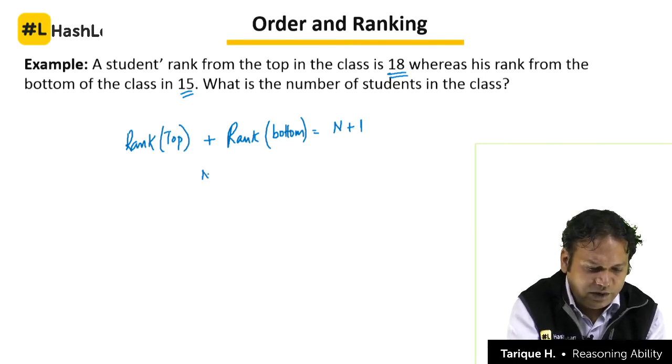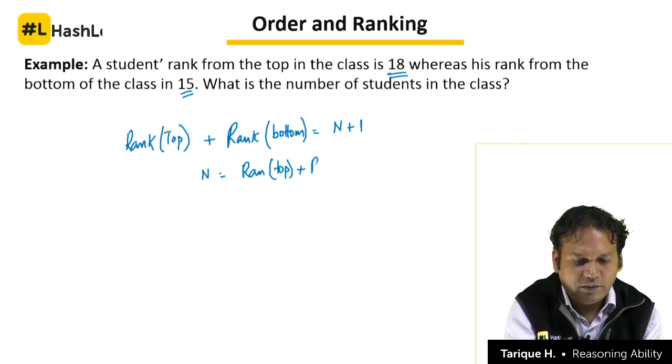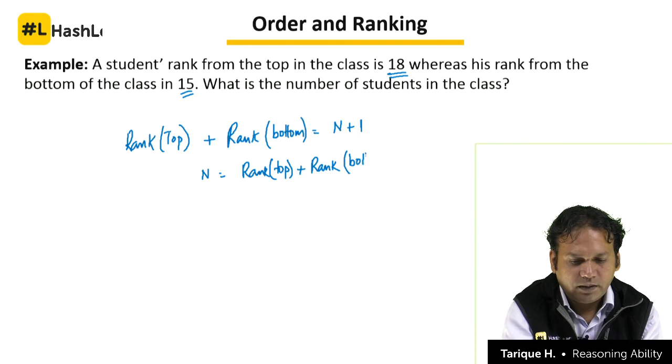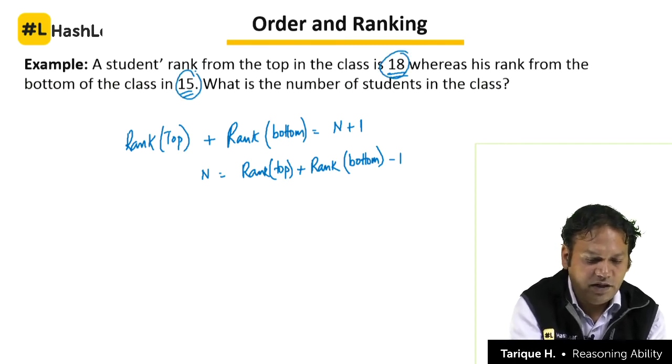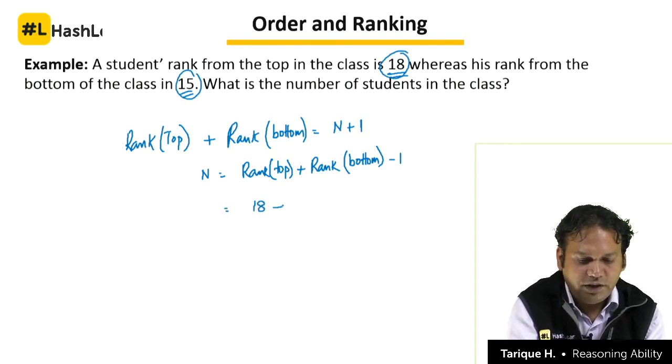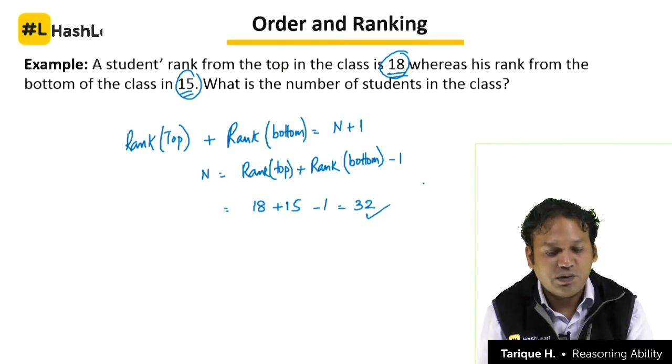So number of students then should be equal to rank from top plus rank from bottom minus 1. If you know this, you just have to add 18 plus 15, 33, 33 minus 1, that's equal to 32. So how many students are there in the class? 32 students in the class.